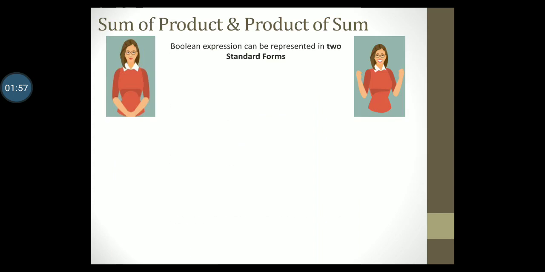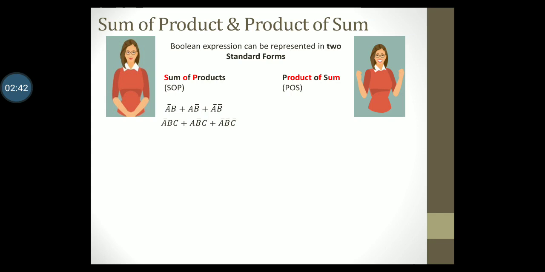Any Boolean expression can be represented in two forms: the sum of products, also known as SOP, and the product of sums, also known as POS. Here are some examples of SOP expressions. Notice that the first equation is made up of two variables A and B in complemented and non-complemented forms. The second equation is made up of three variables A, B and C in complemented and non-complemented forms.